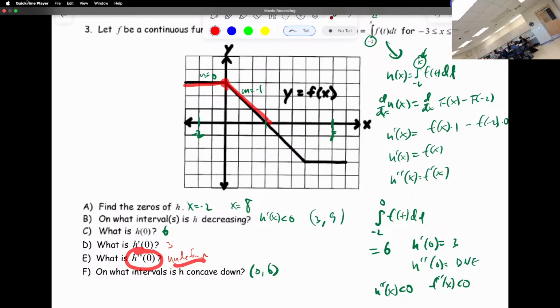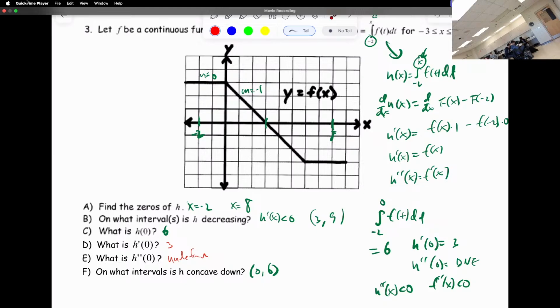Why is h prime of 0 equal to 3? Because h prime of 3, according to the key, is equal to f of 3. f of 3 is equal to 3, so that's 3. And h of 0 is 6, because going from -2 to here, this is exactly 6 units. So that's how you get all the questions pretty easily.